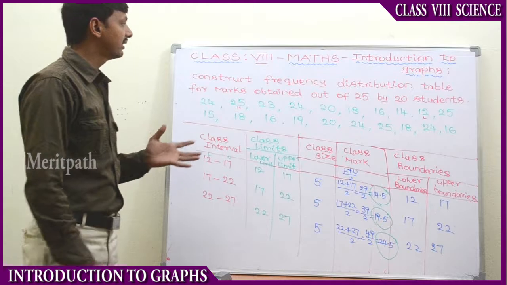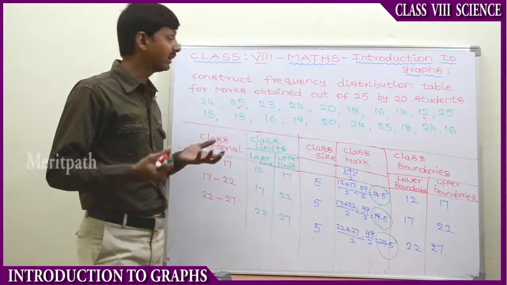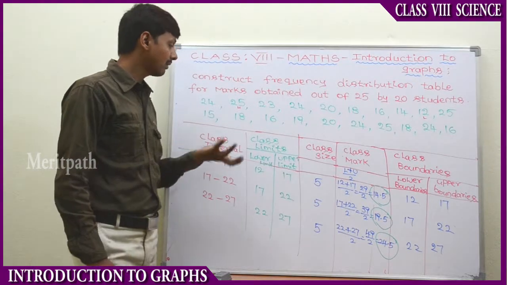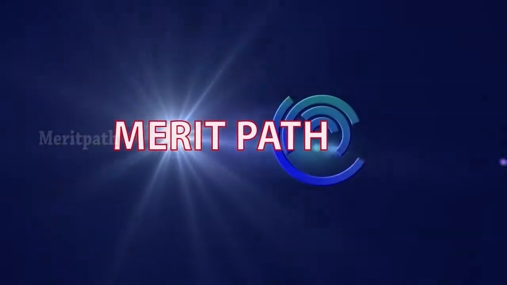So this is a frequency distribution table. When we get some information represented as a frequency distribution table, we represent it in this form: class interval, class limits, class size, class mark, and class boundary.